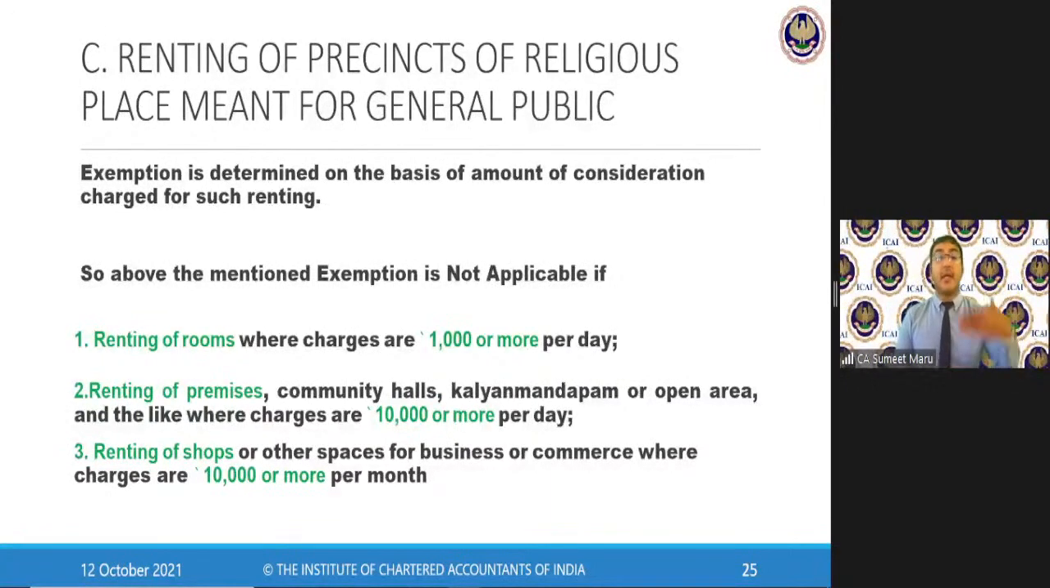Accommodation in Dharamshala is exempt. That's what I have said just now. If there is a Dharamshala and they are charging 1000 or more, it will be taxable. Less than that, it will be exempt.